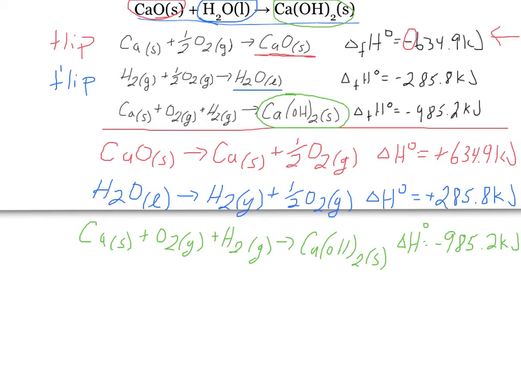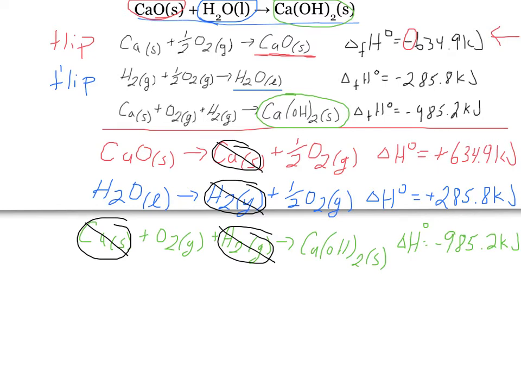Now you can see that the calcium right here and the calcium right here, which we don't want in our final reaction, actually cancel each other out. The other thing that you'll see is that we have a hydrogen on the right here and a hydrogen on the left here, which cancel out. And on the left-hand side, we have one oxygen, and on the right-hand side, we have two half oxygens. So those will cancel out as well. Now all I'm left with is exactly the reaction I was looking for.